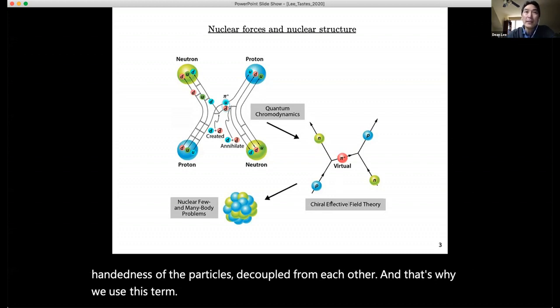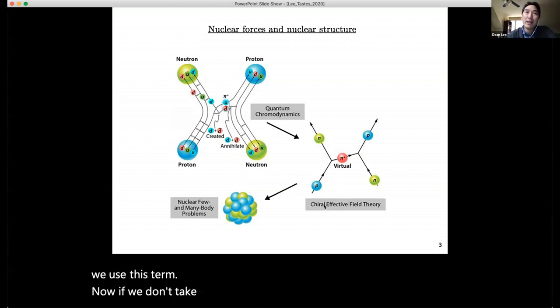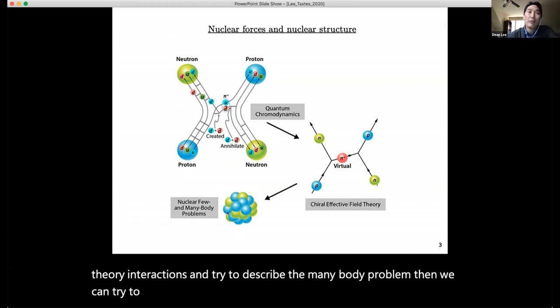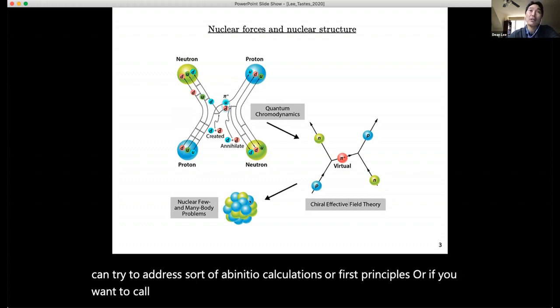Now, if we take these chiral effective field theory interactions and try to describe the many-body problem, then we can address ab initio calculations, or first principles, or if you want to call it, microscopic A-body calculations. And that's the topic of my talk today.